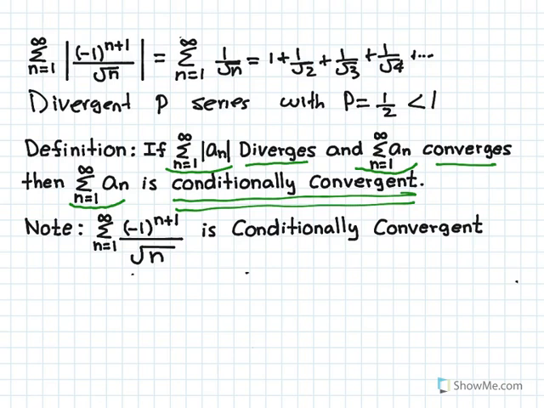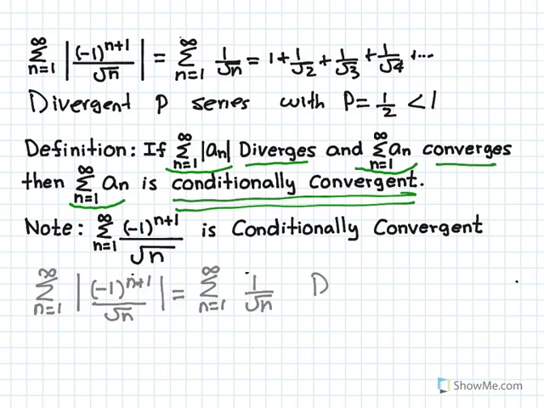The reason is because if we take the absolute value of every term, the summation n equals 1 to infinity of the absolute value of negative 1 to the n plus 1 divided by root n, the absolute value gets rid of the negative signs. We get the summation n equals 1 to infinity of 1 over root n, which is of course a divergent p-series. So when we take the absolute value of every term, the series is divergent. Divergent p-series, p equals 1/2, less than 1.